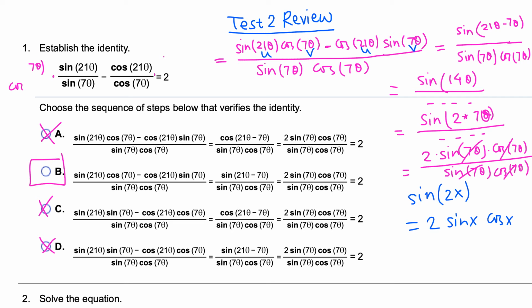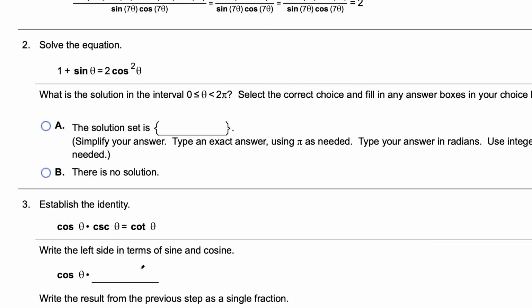Okay, maybe this is not the case, so I will not write it in this way. So this is the correct choice. In fact, you don't have to do anything here because we already knew it from the second step. So number 2, solve the equation: 1 plus sine theta equals 2 cosine squared theta.